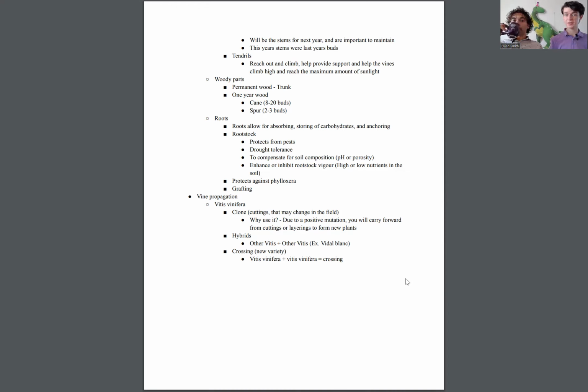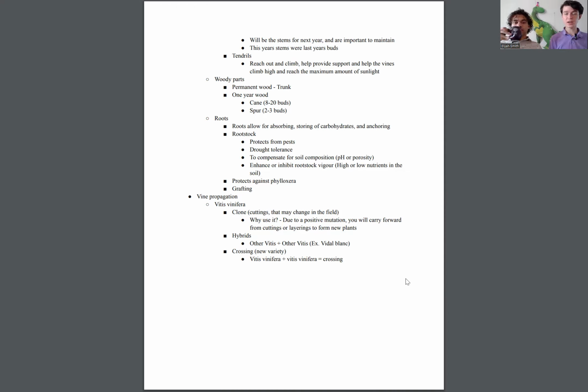The trunk then extends into the ground, into the roots, and they allow for the absorbing and storing of carbohydrates, and they anchor the plant to the earth, especially in windier areas like the island of Santorini. Those roots got to be pretty strong if they're gonna survive the wind. And another thing, speaking of Santorini, is the way that they arrange their roots in little baskets. Yeah, they train their vines in a way that protects themselves against that harsh wind.